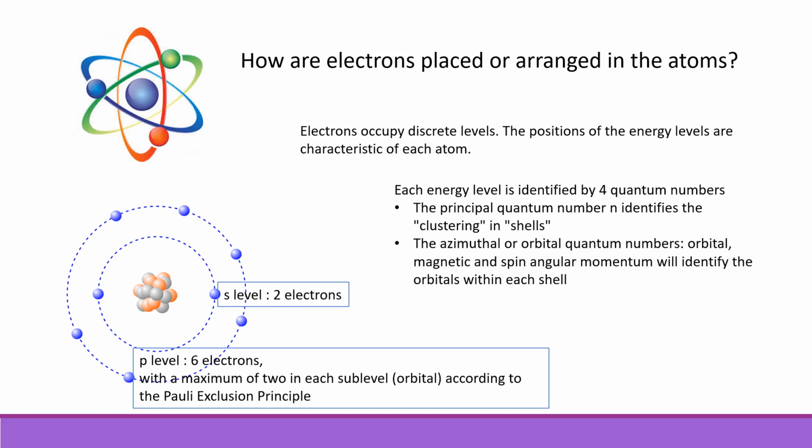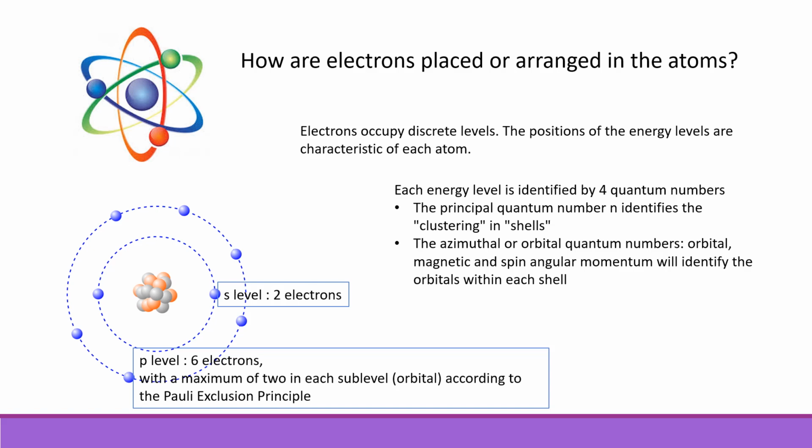Normally protons and neutrons, of course, are in the nucleus. We are going to consider how the electrons are arranged because they are the particles we are more interested in, in the field of materials. Electrons, as you know, occupy discrete levels, and the positions of these energy levels are characteristic of each atom. And this is very important because the position of these energy levels is a fingerprint. There are no two atoms having the same scheme or the same positions for their energy levels. And that will be very important in many applications.